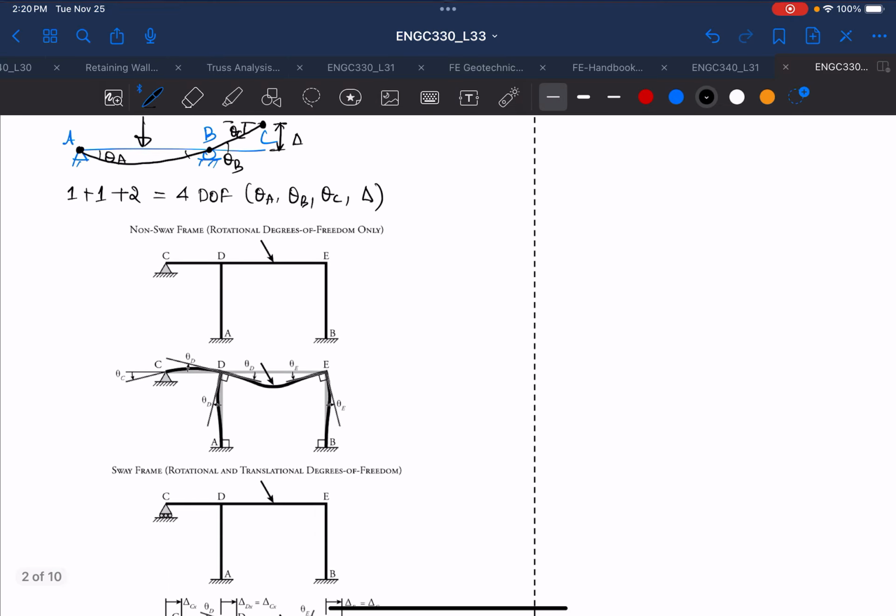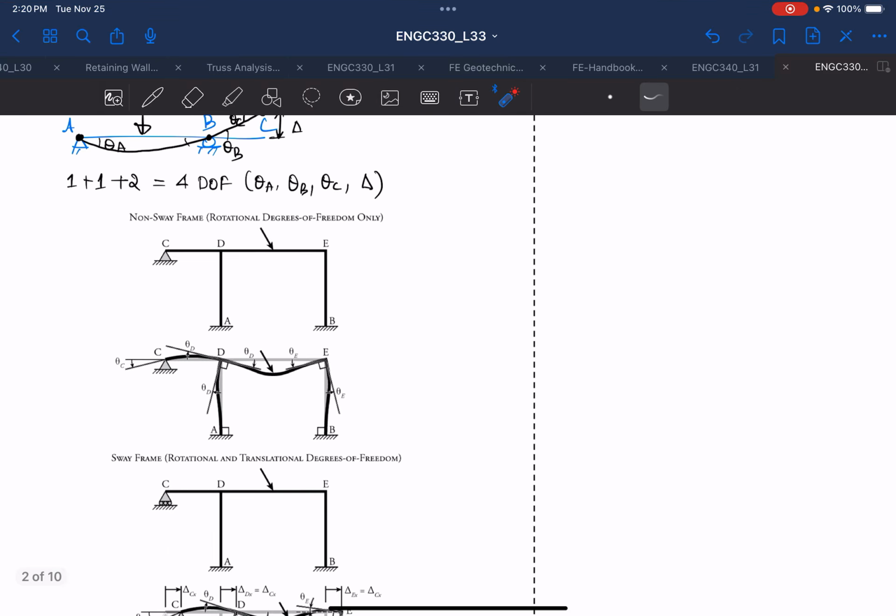And then what if you have a frame? This is called a non-sway frame. Non-sway frame means it won't sway. That means this joint cannot move to the left or to the right. So in this way, if you're applying any load, this is how the final deflection will look. You'll see that node A has 1 degree of freedom, node D has 1 degree of freedom, node E has 1 degree of freedom. So the whole system will be 1, 2, 3.